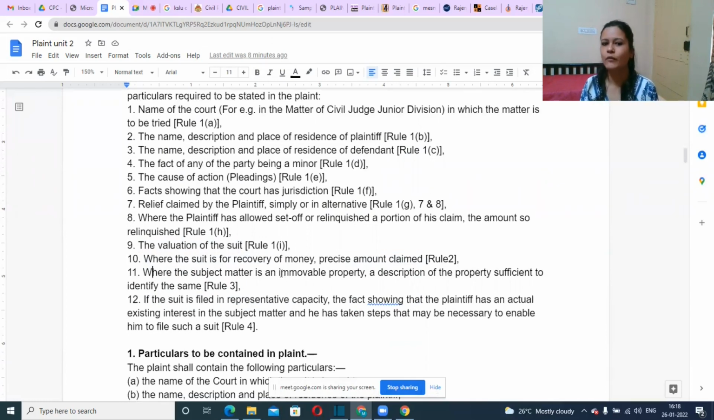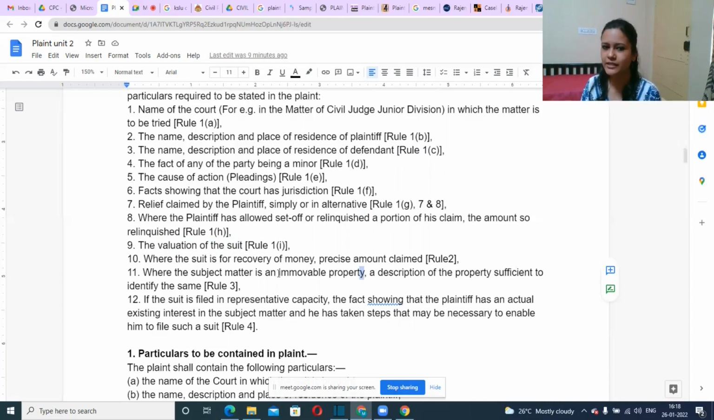Plus it says where it is about immovable property, it may be a declaratory decree that I'm seeking in the court, that I'm asking the court that please declare that I am the lawful owner of this certain property. As in, I'm asking for a declaratory decree. I'm asking the court to declare something.